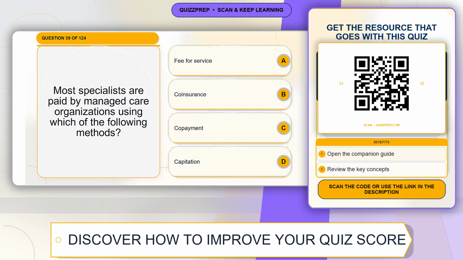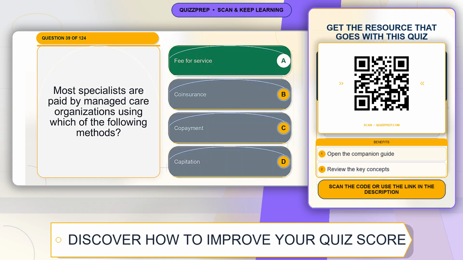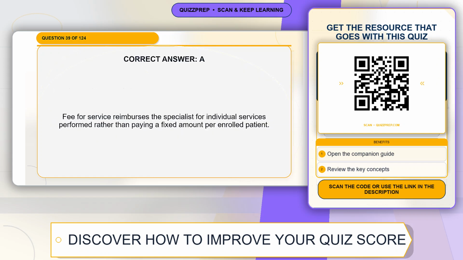Question 39. Most specialists are paid by managed care organizations using which of the following methods? Option A, fee-for-service. Option B, coinsurance. Option C, copayment. Option D, capitation. The correct answer is option A, fee-for-service. Explanation. Fee-for-service reimburses the specialist for individual services performed rather than paying a fixed amount per enrolled patient.